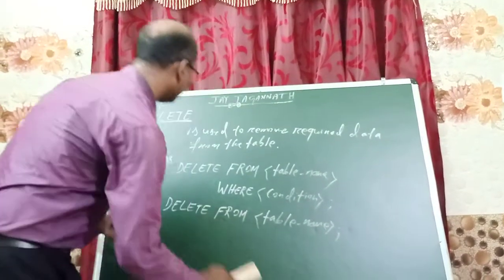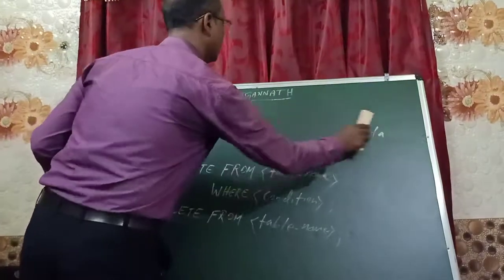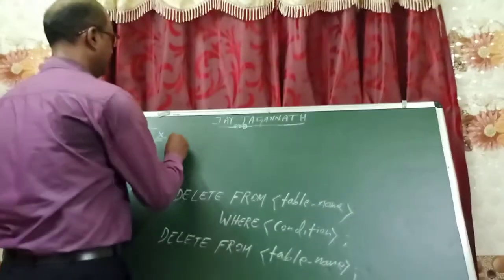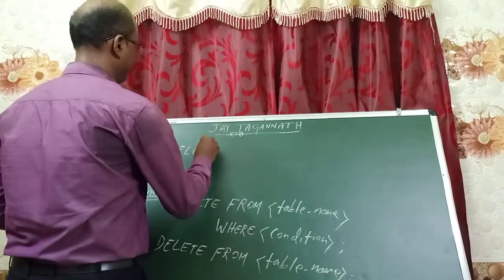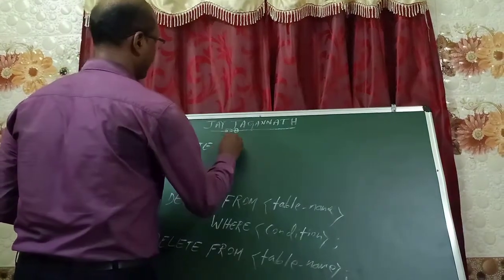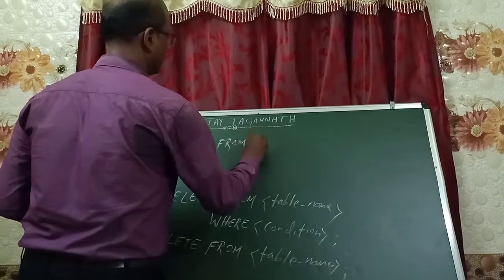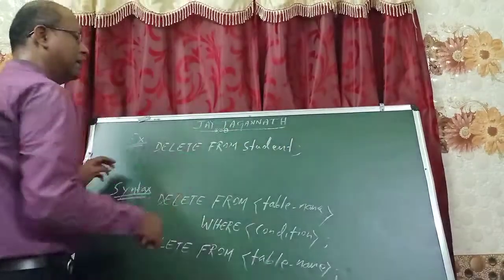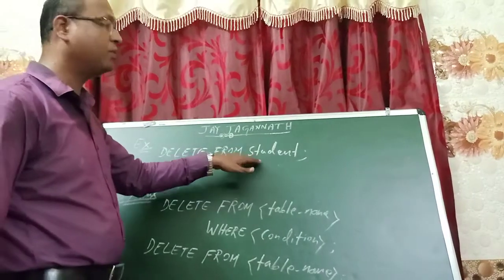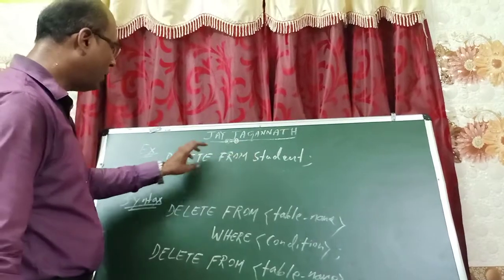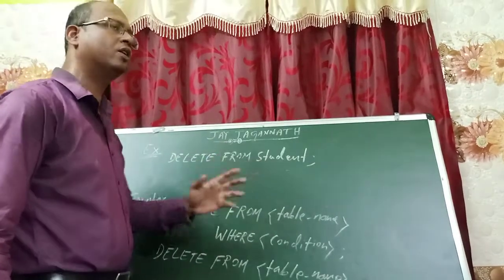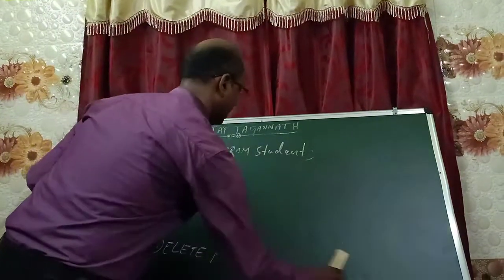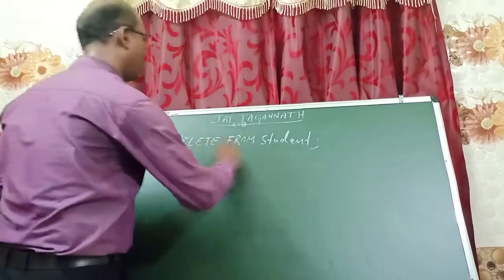Example: delete from student. Here I didn't mention any where clause. That's why all records from the student table will be deleted automatically using this query. We can delete all records from the table.